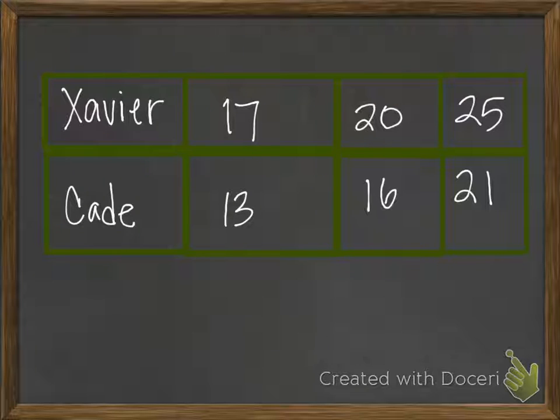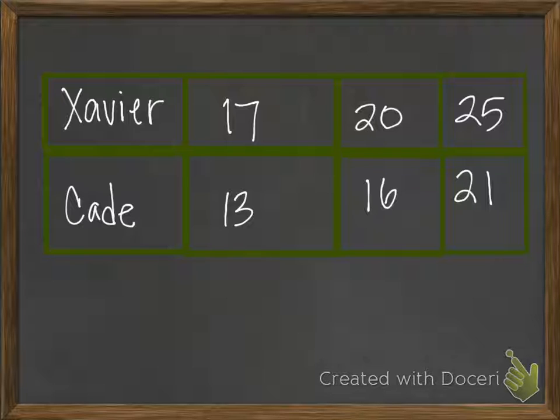The first thing I would like you to do is write down or copy this chart in your spiral, please. So on Xavier's line, it has 17, 20, and 25, and on Cade's line, we have 13, 16, and 21. Go ahead and copy that. So in this lesson, we're going to be looking a lot at patterns, and sometimes the patterns help us determine a rule. So I'm going to read the problem.